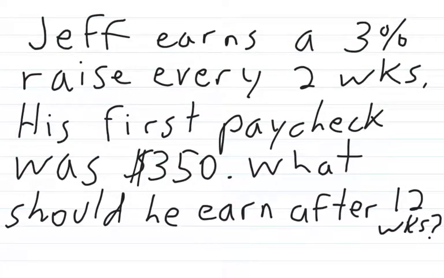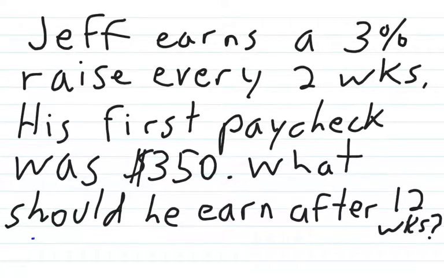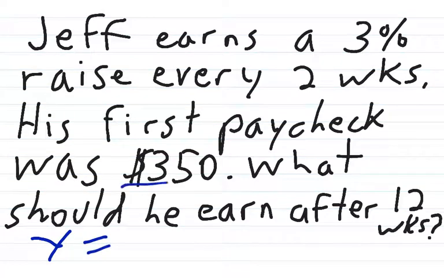Okay, now let's apply what we just learned about exponential growth and decay to write our own equation from a word problem. So in this instance, Jeff earns a 3% raise every 2 weeks. His first paycheck was $350. What should he earn after 12 weeks? Okay, so starting off, we're going to write y equals our starting amount, and this says first paycheck was $350, so that's what Jeff started earning.